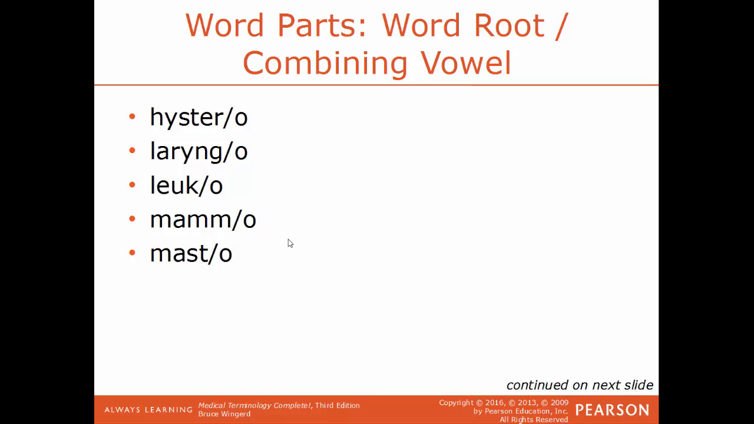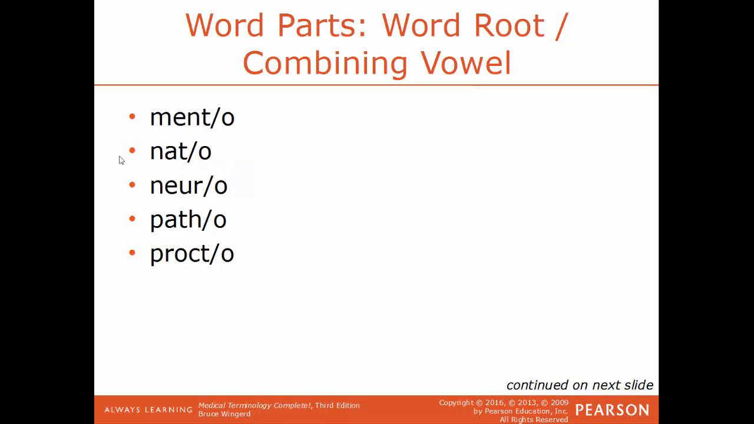Mastectomy, removal of the breast. So they are both reference to the same general item. Alright, some other word roots and their combining vowels. The first one, ment or mento, is reference to the chin. Nate or nato is reference to birth. So a neonatal unit. New, birth.